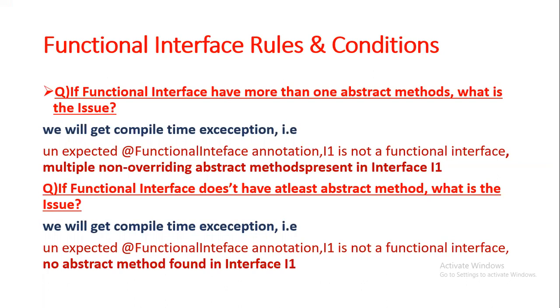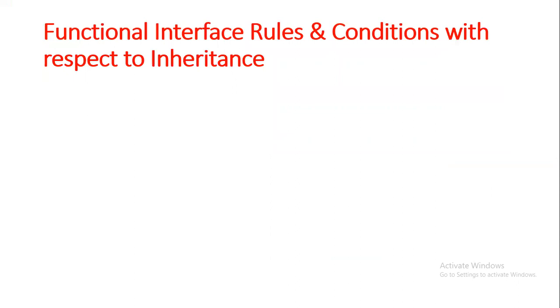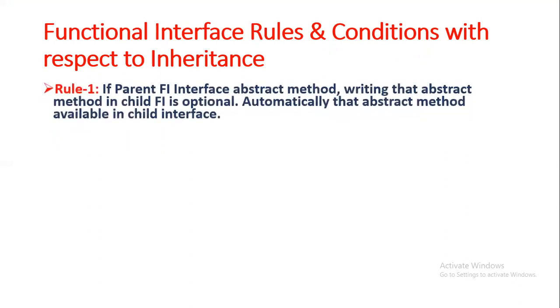Now let's check functional interface rules and conditions with respect to inheritance, and how they behave. First point: the parent functional interface has an abstract method. If the parent functional interface has an abstract method, then in the child functional interface, do we need to override that abstract method, I mean write it in the child interface or not? For this, it is optional.